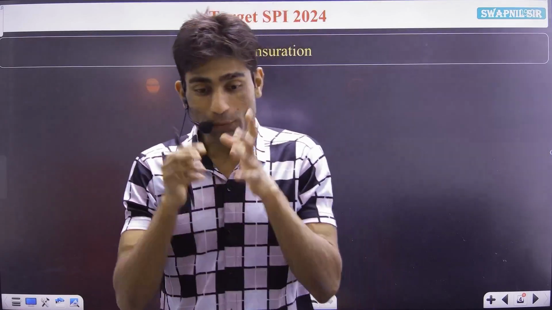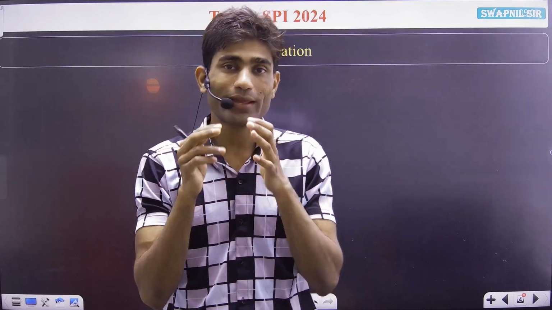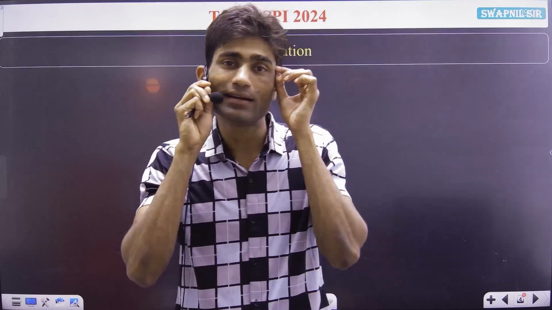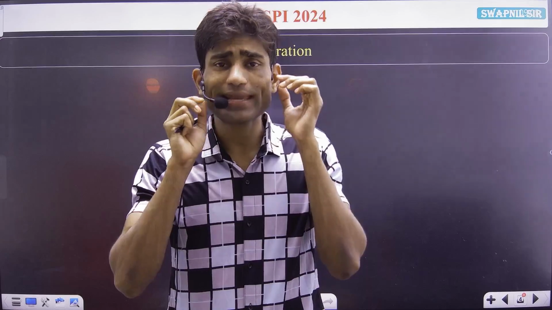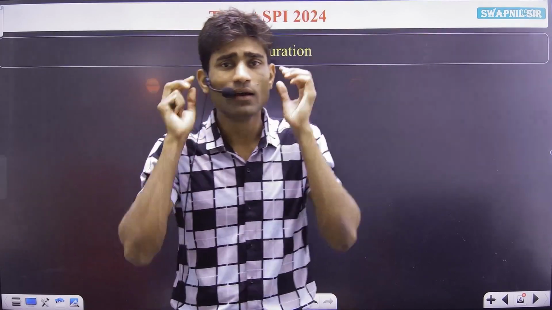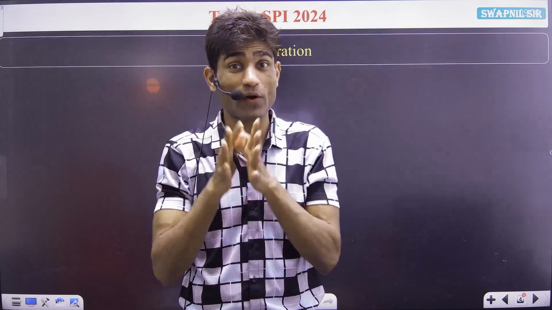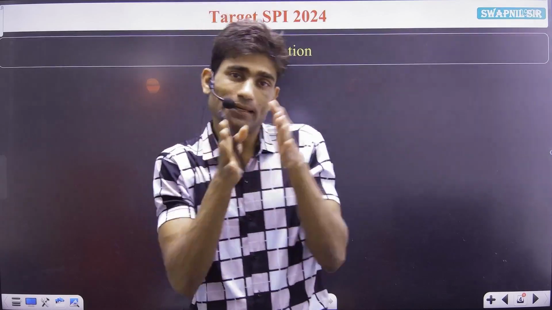Plane figure means a figure of which we can see only one side with our eyes. If we consider a triangle, a circle, or a parallelogram, we can see only the front side or a single side of that shape or figure. So that comes under a plane figure.